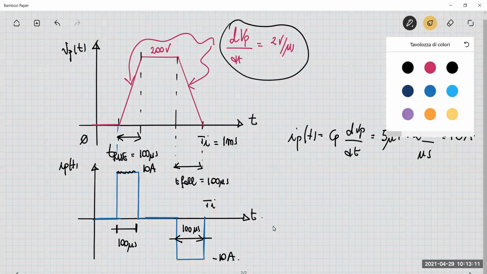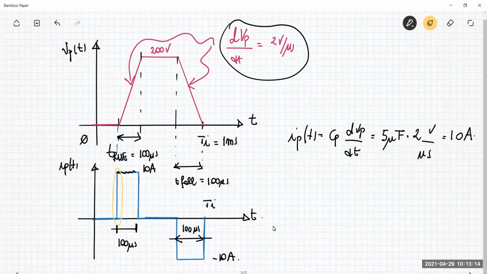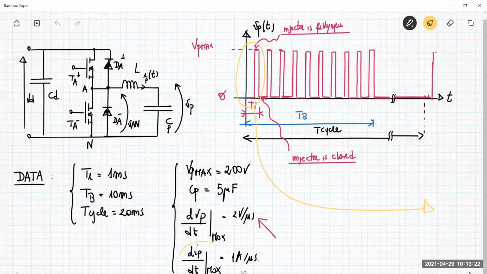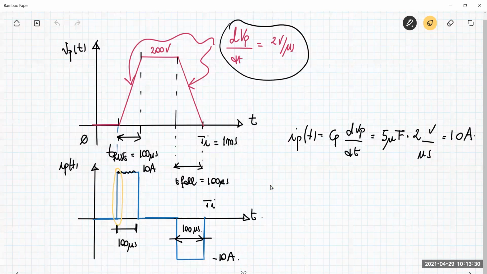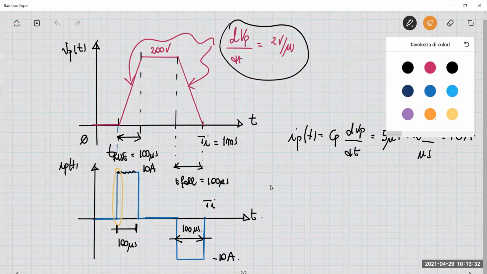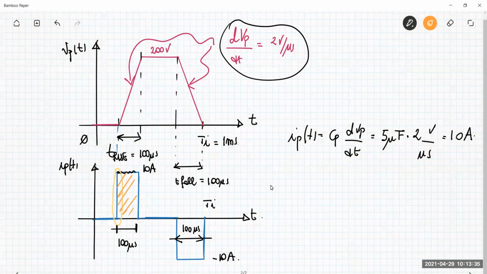Two considerations. The first one is that this steep edge here is not possible. So we have to effectively respect these constraints, to have 1 amp per microsecond. So let's see what happens later on. The other consideration is that the area under these pulses, current versus time, is a charge. This is a positive charge. This is a negative charge. The amount of the charge is the same because the area is the same.